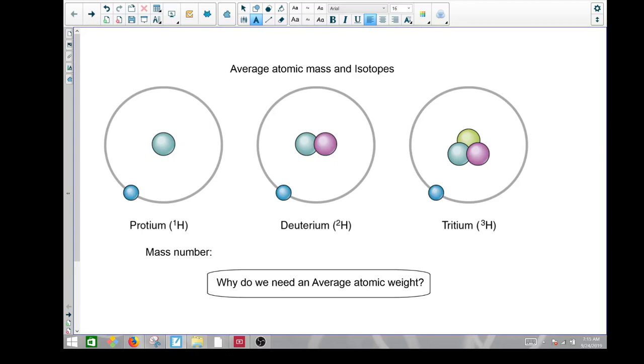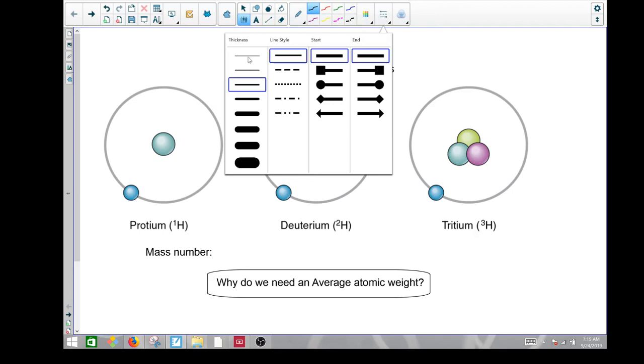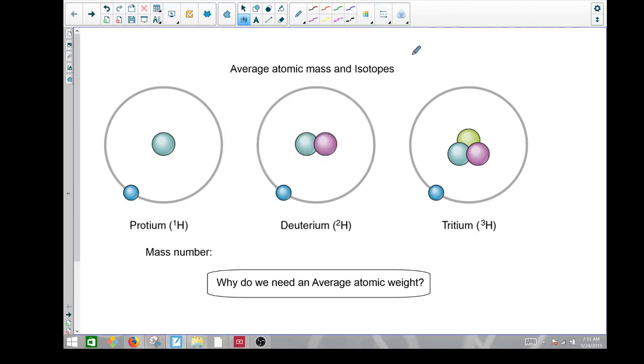Good afternoon, this is Schweitzer, and we're going to do a little video to talk about average atomic weights and isotopes. So, in this situation, first things first, let's look at an atom to make sure we're all on the same page here.